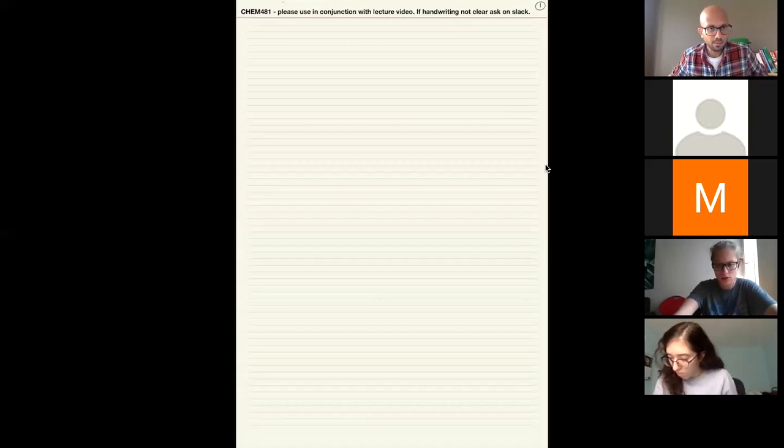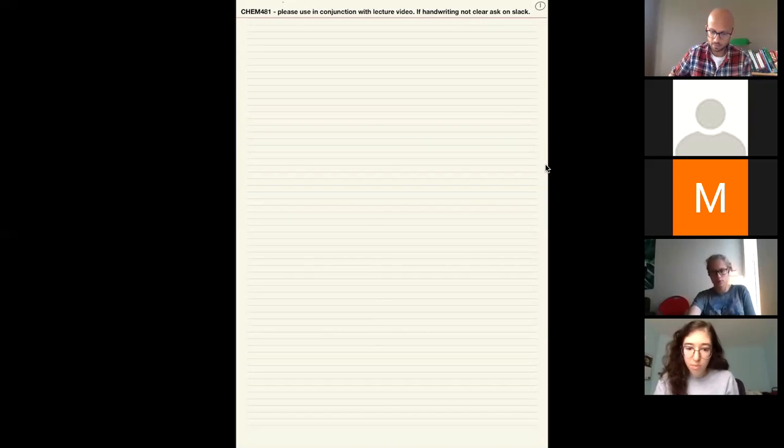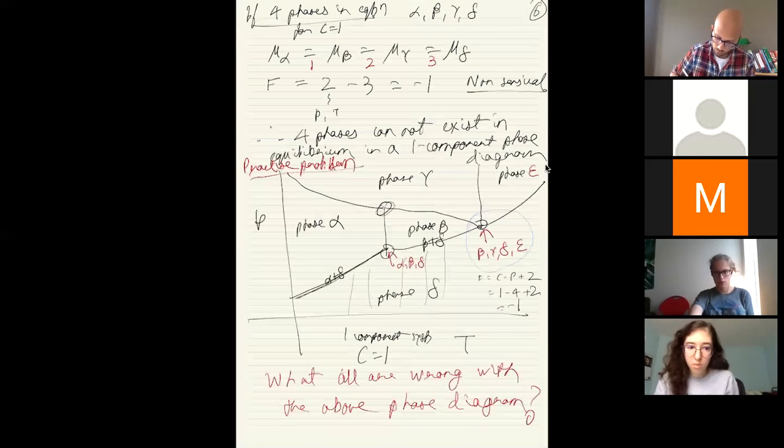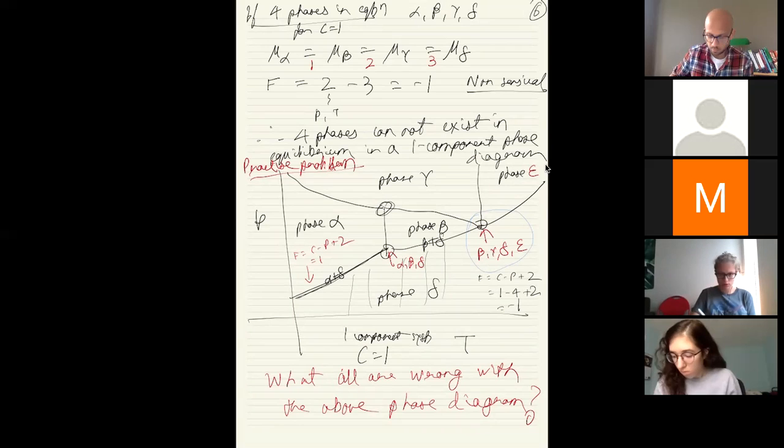So, no more questions? How do we check a boundary line? Well, we do the same thing. We go to a boundary. Good question. So we go here and we say, okay, F is equal to C minus P plus 2. How many components do we have? 1. How many phases is it? Say boundary. What does boundary mean? Boundary means coexistence between phase alpha and phase delta. So both alpha and delta exist at the same time.